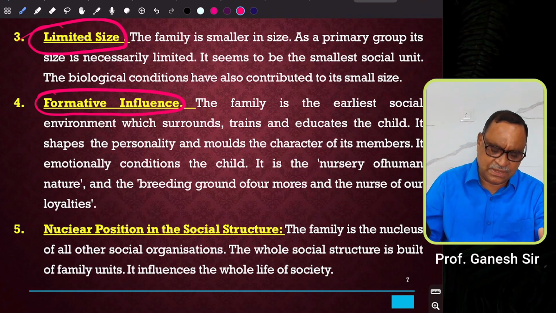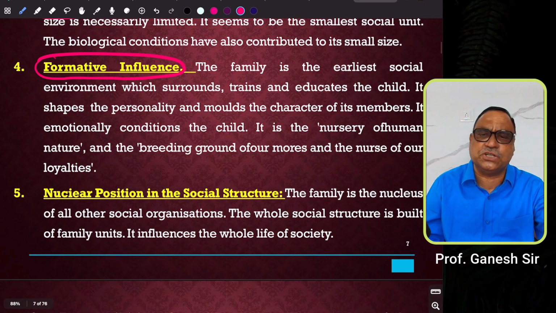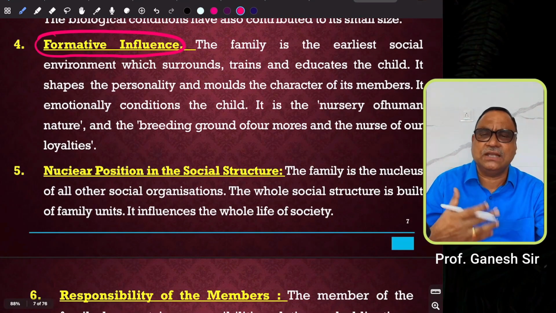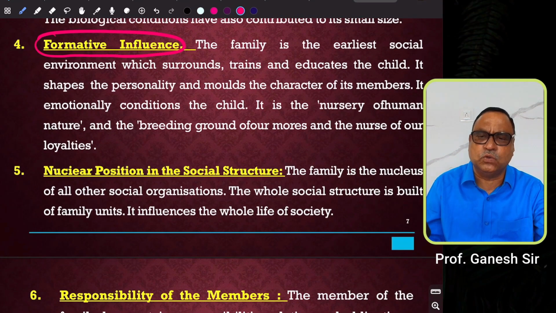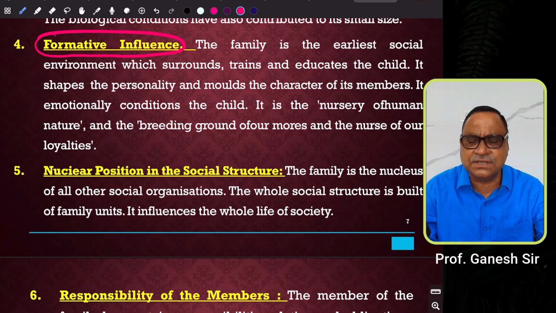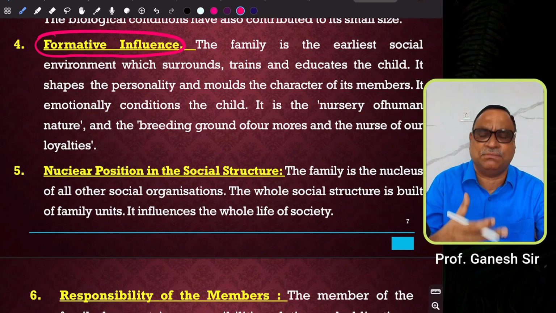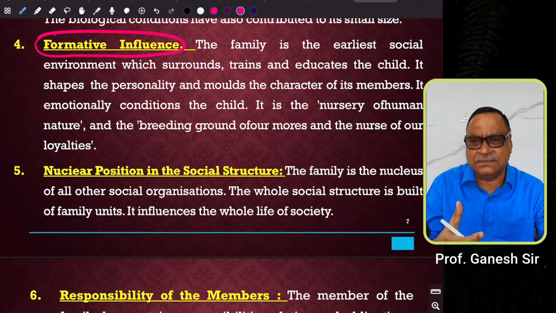That means family as a social institution socializes an individual with regard to the values, norms, traditions, customs, morals, and ethics of the society. So that means it is the family system which transforms a biological being into a social and cultural being.